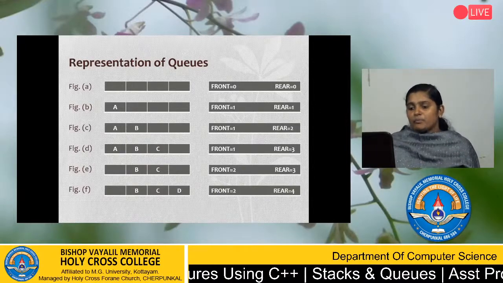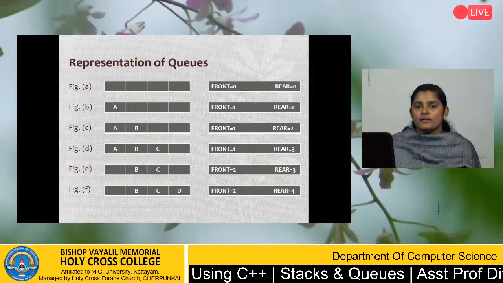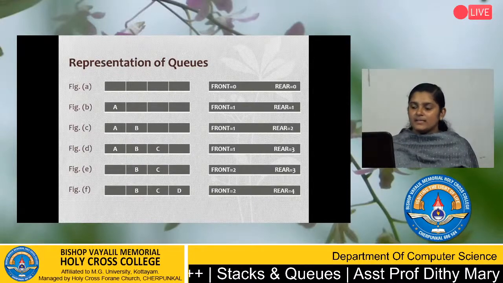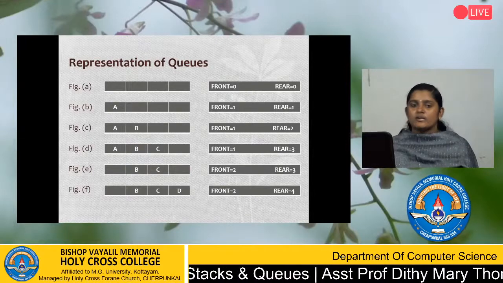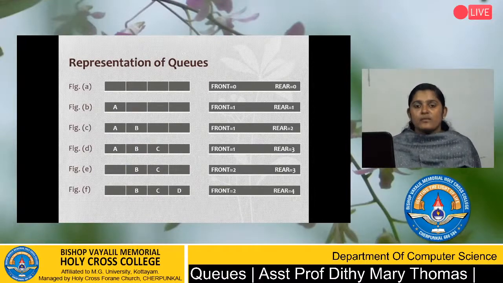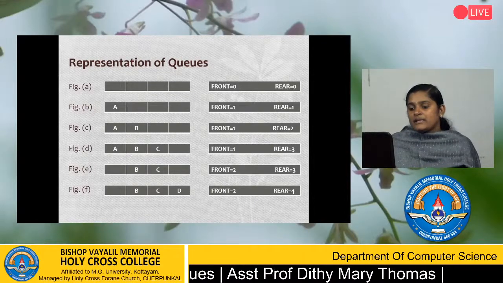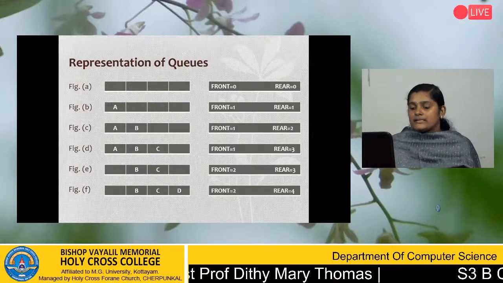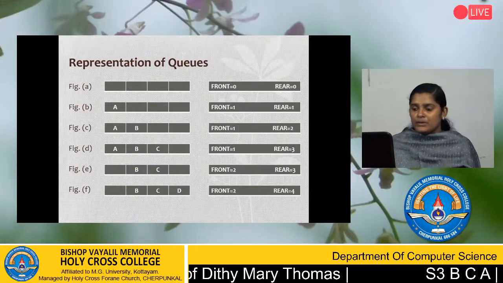In the next figure B, we can insert one element, that's A. Then the values of front and rear are changed: front equal to 1, rear equal to 1. This means the queue contains only one element. Then in figure C, we can insert the second element B into the queue.